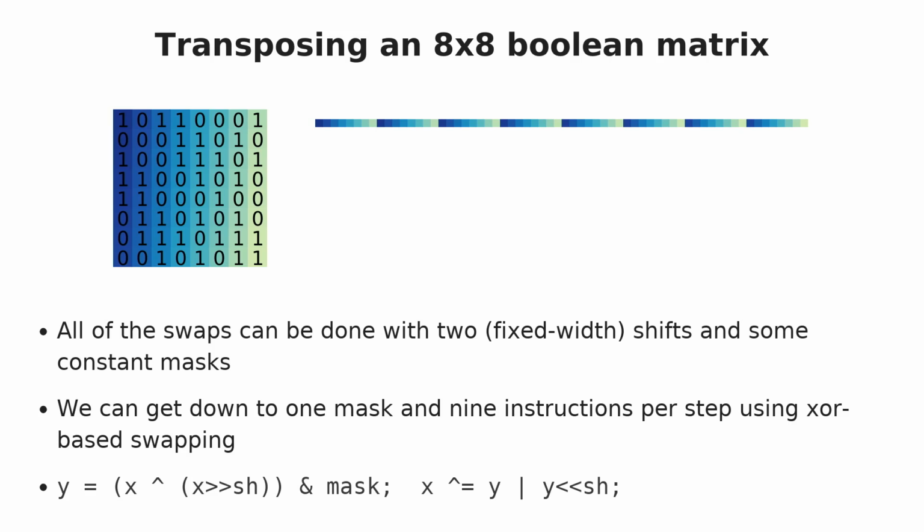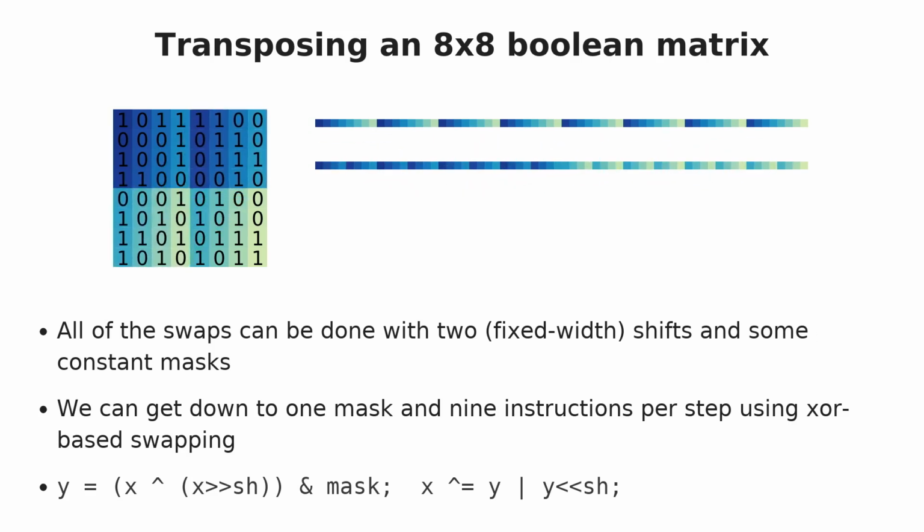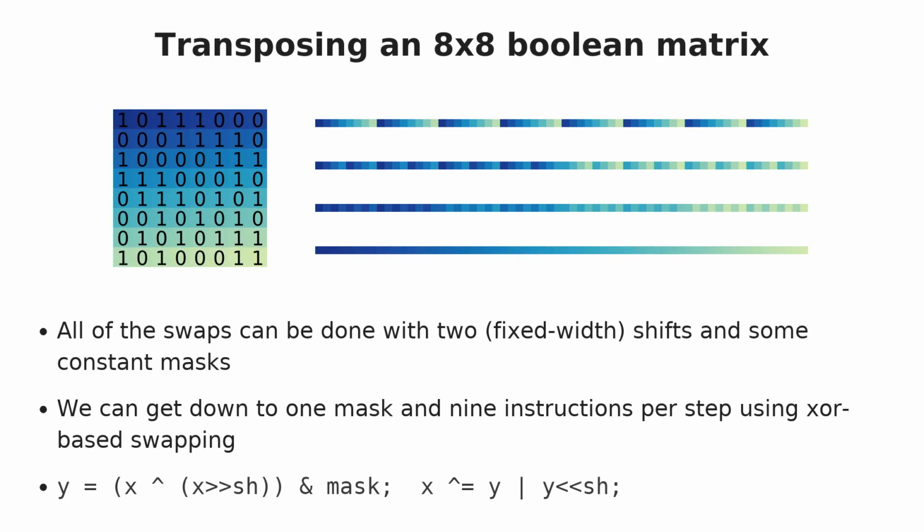I'm going to take this register, I'm going to copy it, I'm going to swap the top right and the bottom left corner. And now what happens is that the 4x4 submatrices of this matrix are now in order. So now all I need to do is transpose each of these submatrices. And so I'm going to do the same thing on each submatrix, but with 2x2 matrices. And then again. And now the matrix is transposed.